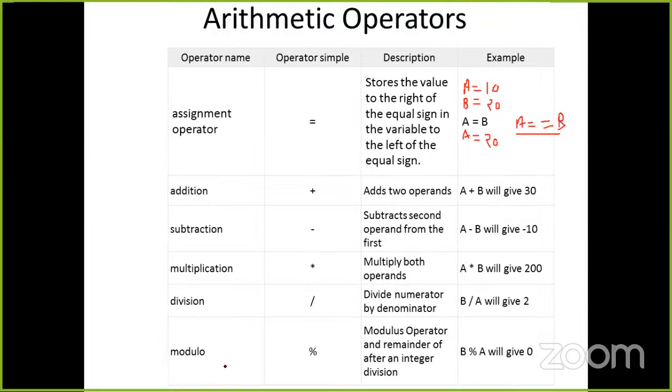This one is a modulo, that is very important. The modulus operator gives the remainder after an integer division. It means when we divide B by A, what will be the remainder? That is known as a modulo. So when we divide B, 20 divided by 10, we get 2, and again that 2 we are going to divide over here. So the remainder we get will be 0. So these are the operators that we have used over there. That is the arithmetic operators.